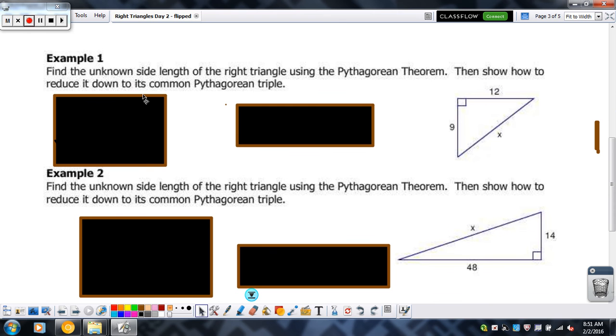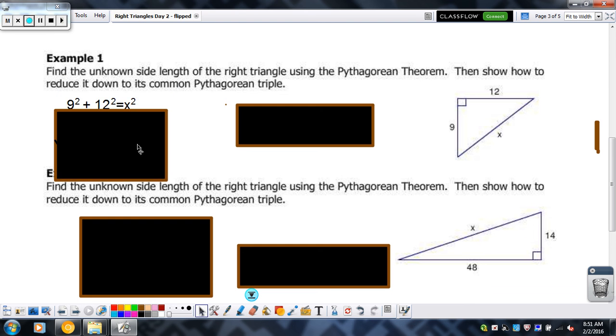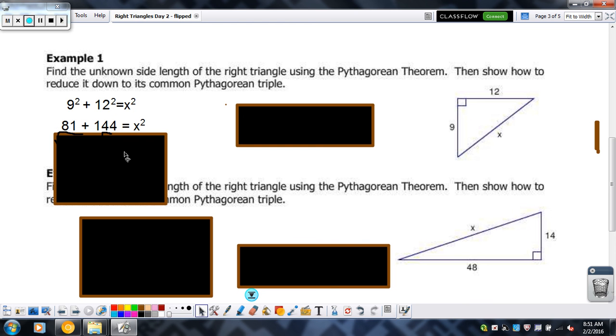For our first example, we want to find the unknown side length using the Pythagorean theorem, then show how to reduce it to its common Pythagorean triple. So the first thing I'm going to do is set up a squared plus b squared equals c squared. X is on my hypotenuse because it is across from my right angle, so that must be plugged in for c, and then you can plug 9 and 12 in for a or b. So I've got 9 squared plus 12 squared equals x squared, which means 81 plus 144 is x squared.